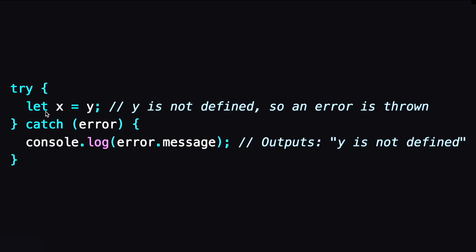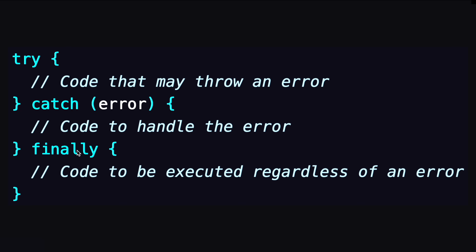So here's an example. Try x equals y. Well, y is not defined, so an error is thrown. We'll catch the error and console.log error.message. It's going to output "y is not defined". We can also have a finally block. So here's the try catch block, but the finally is code to be executed regardless of an error. If there is or is not an error, we'll always execute the code in the finally block.